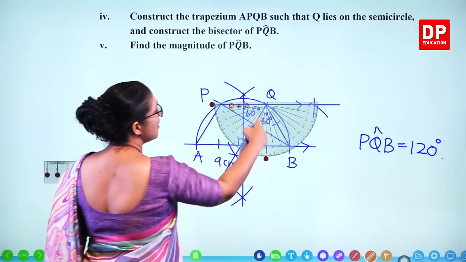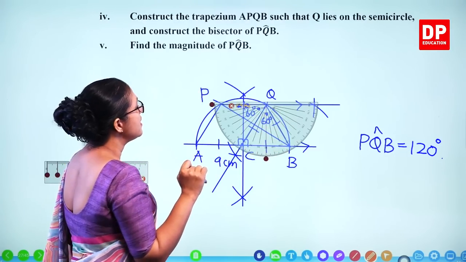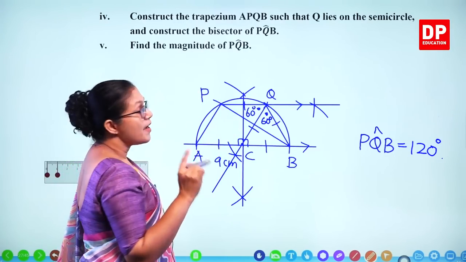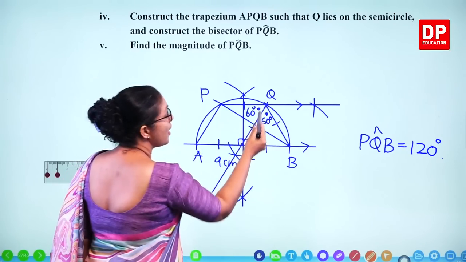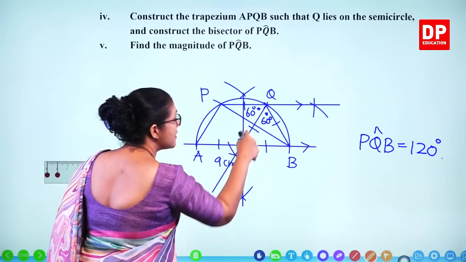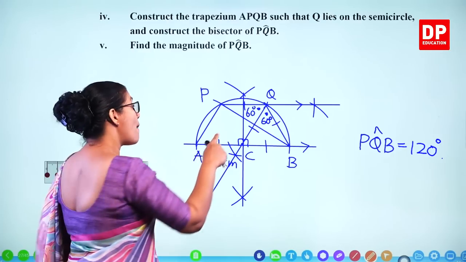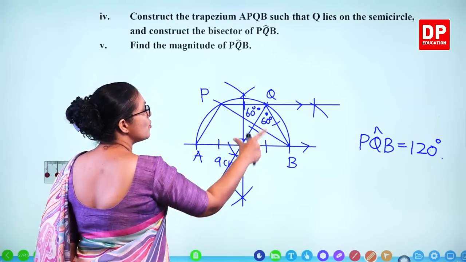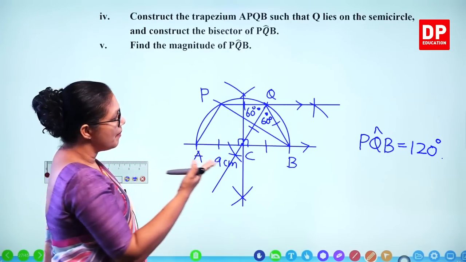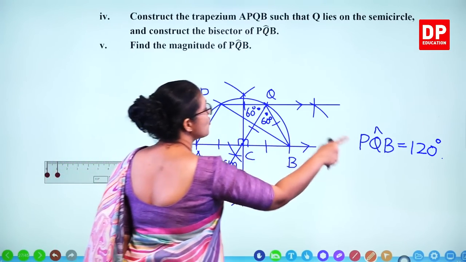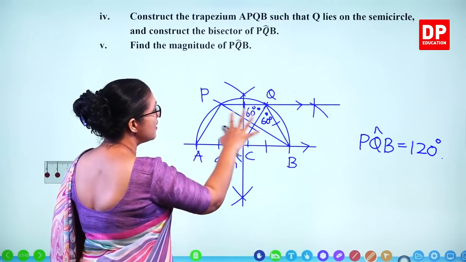Here you are getting 120 degrees. So either by measuring or you can easily get this, because this line, the angle bisector, passes through the center. So you don't need to measure, but without measuring also you can do it using the theory here.